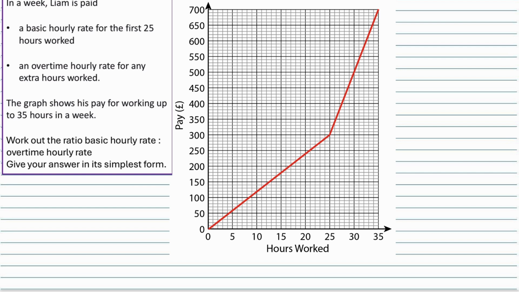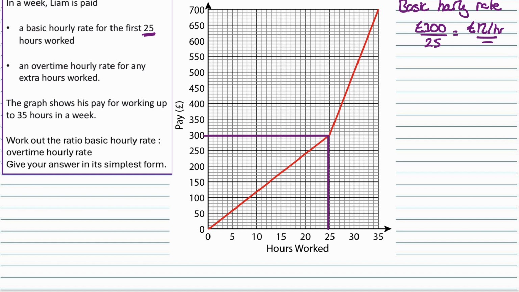Okay, so the first thing we need to work out is the basic hourly rate. And we're told this is for the first 25 hours. So if we go up to our graph at 25 hours, and then across, we can see he gets paid £300 for 25 hours at the hourly rate. So this will be £12 per hour. So that's the basic rate, £12 per hour.